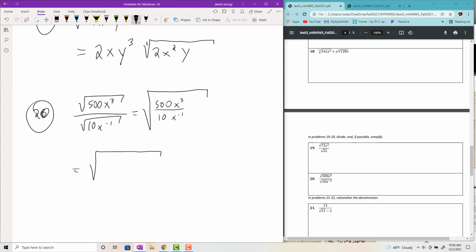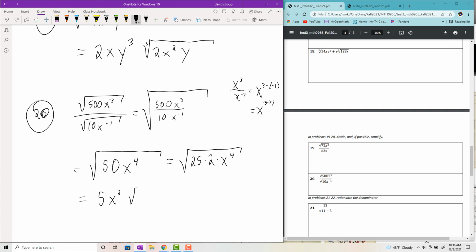500 over 10 is 50. X cubed over x to the negative 1. So in this case, you subtract exponents, right? So it would be x cubed minus negative 1. So that's x to the 3 plus 1, so it's x to the 4th. Then we need to move out the perfect squares. 50 is the same as 25 times 2. And the square root of 25 is 5. The square root of x to the 4th is x squared. And then we have the square root of 2.